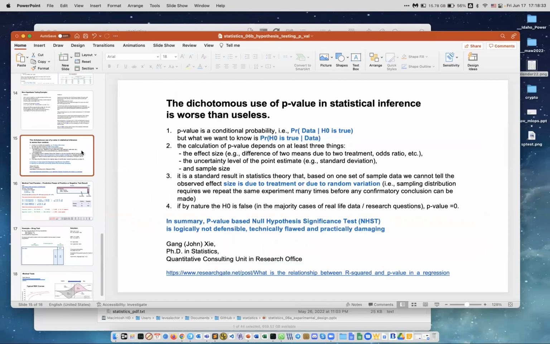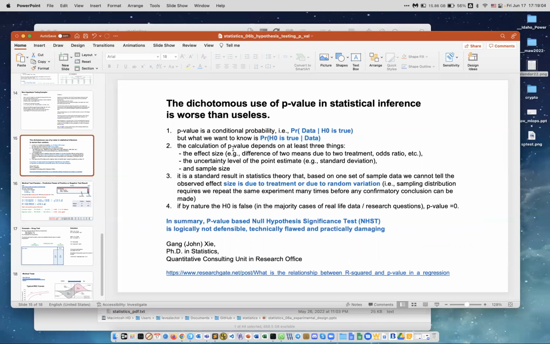The dichotomous use of p-value in statistical inference is worse than useless. I copy-pasted it from one discussion, and I guess this is too deep again for this lecture. So p-value is conditional probability. It has probability of data given null hypothesis. But what we want is probability of null hypothesis given data, right?